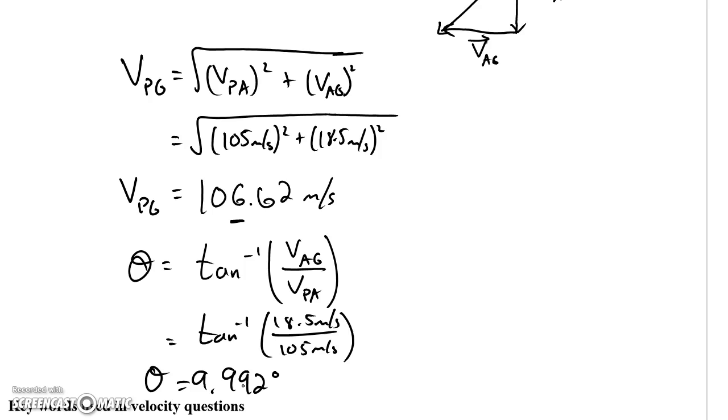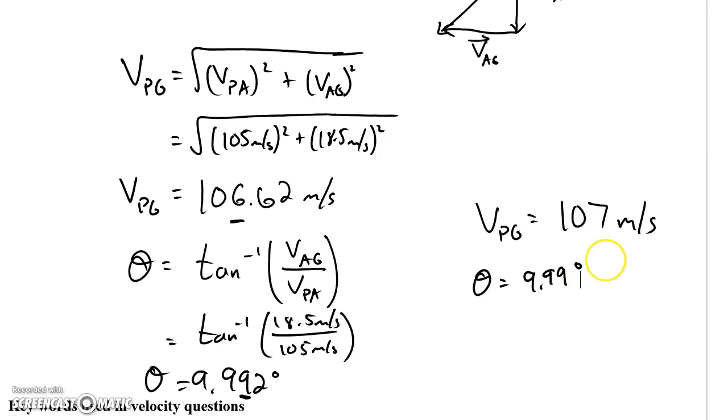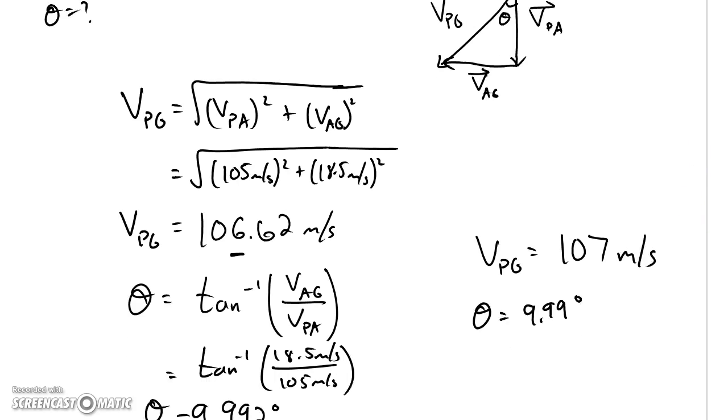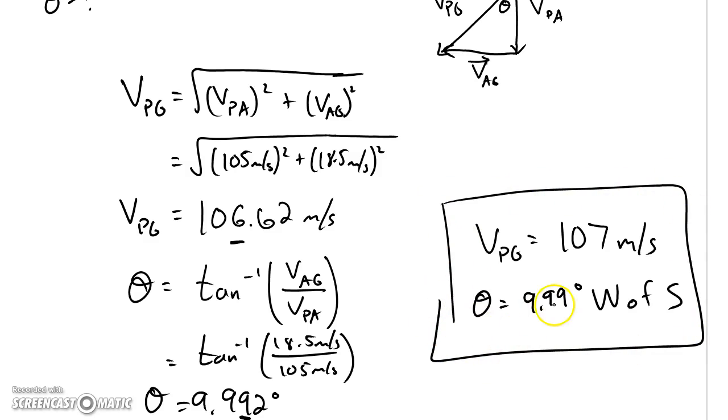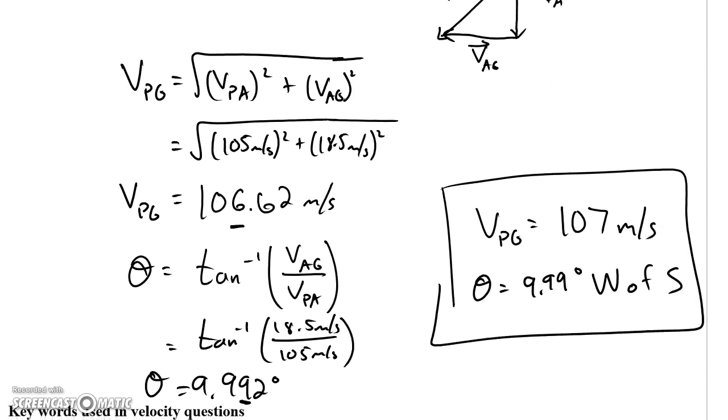So what is our final answer for our ground speed? VPG will be 107 meters per second, and then our angle will be 9.99 degrees. Go back up to our diagram, and we are west of south is how I solve that. So those are our two final answers, our direction and ground speed.